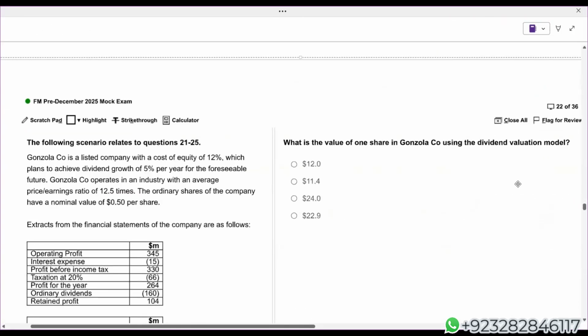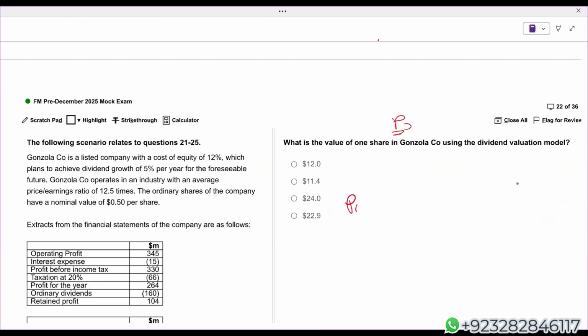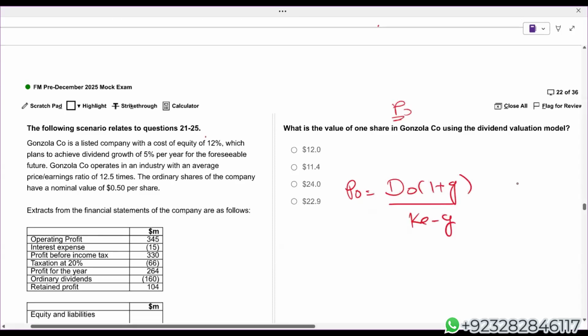Okay. What is the value of one share in Gonzola using the dividend valuation model, P naught? How do we calculate P naught by using DVM? P naught is equal to D naught (1 plus g) divided by (Ke minus g). That will give you P naught. Let's see. Cost of equity, student, the examiner has given you 12%. Growth rate, the examiner has given you 5%. Great.